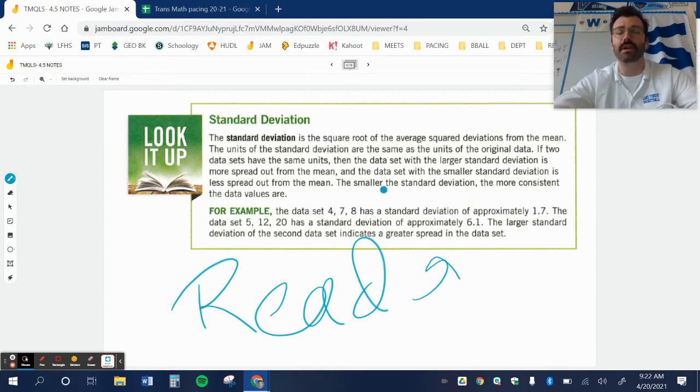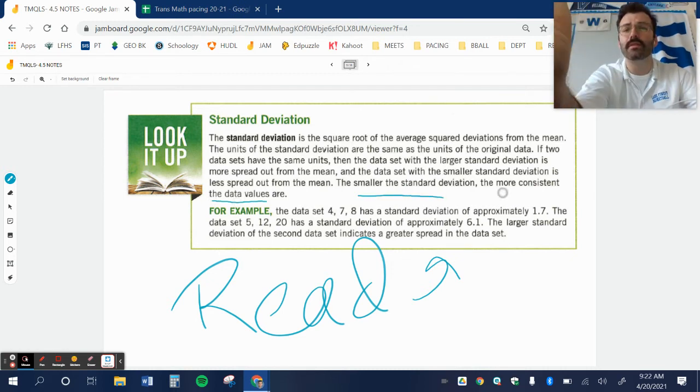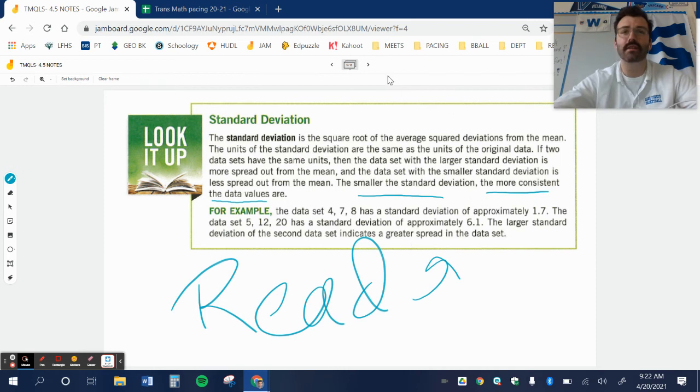Well, the biggest thing from this paragraph that I want you to take away is the smaller the standard deviation is, the less spread out from the mean. The larger the standard deviation is, the more spread out from the mean. The smaller the standard deviation, the more consistent the data values are. That's important. Obviously, larger, less consistent they are.